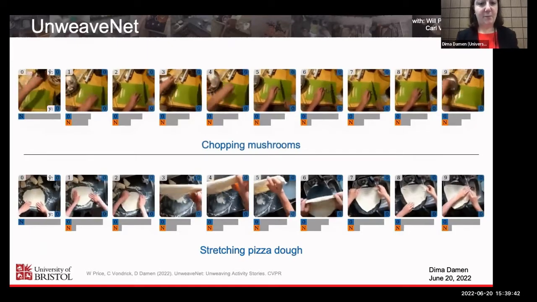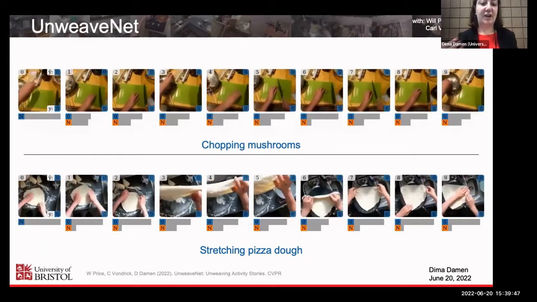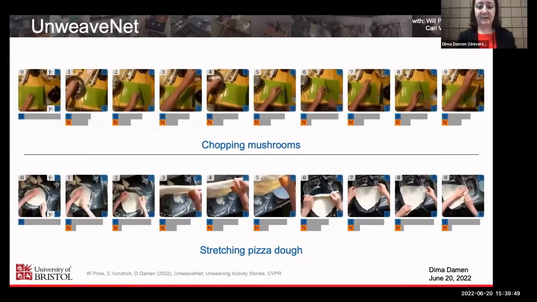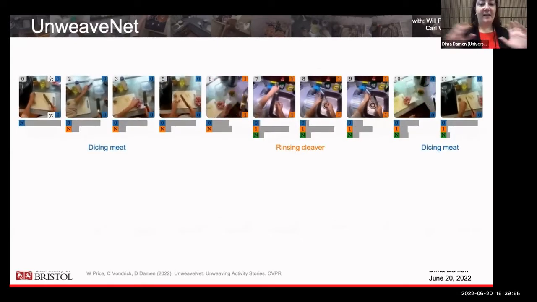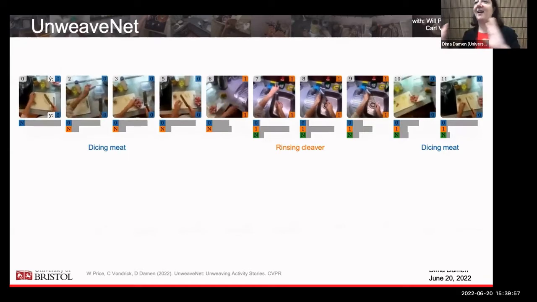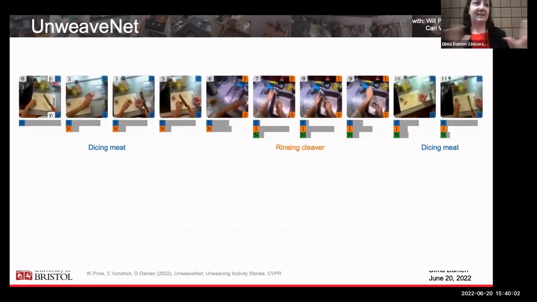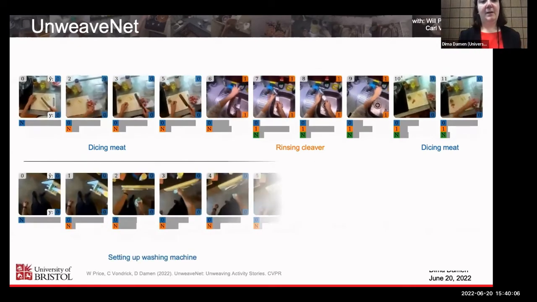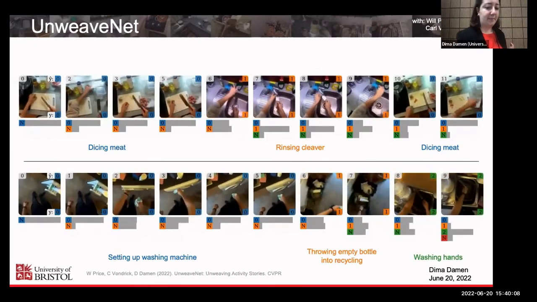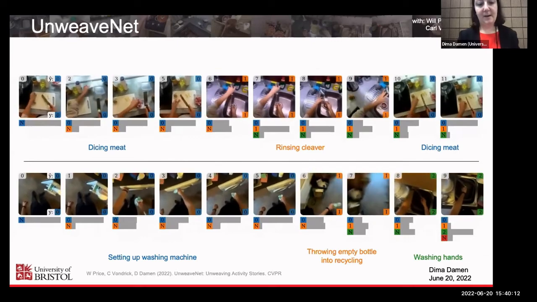And these examples are important because you don't want the model to just keep predicting, especially when there is large head motion, like stretching the pizza dough. But also, UnWeaveNet is capable of looking at the video and saying the person is dicing meat, then they go and rinse the cleaver, then they come back to dicing meat. And this notion of comeback and resuming doesn't exist in any of our problems until now. Of course, as well as other things. I'm setting up the motion meridian, then I'm clearing, then I'm washing my hands. Okay.